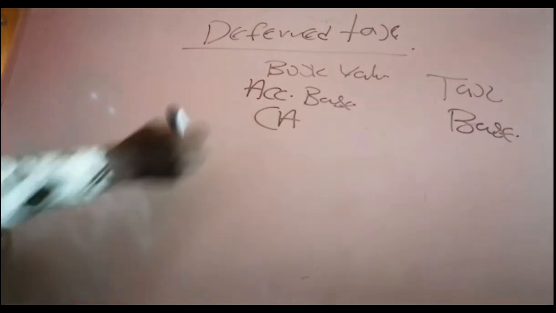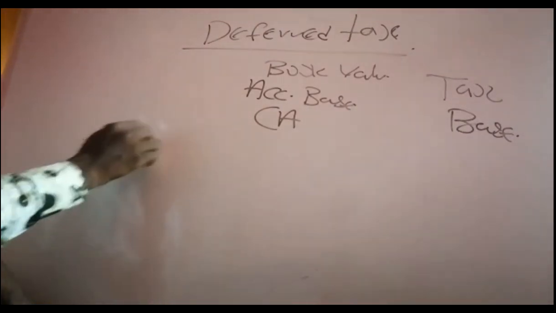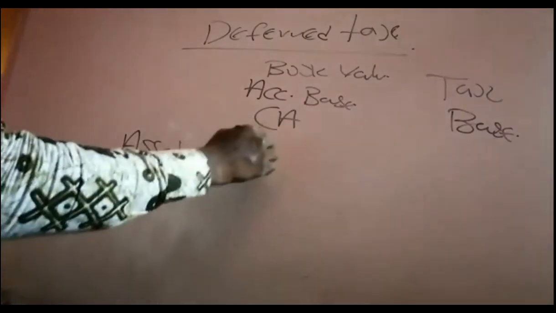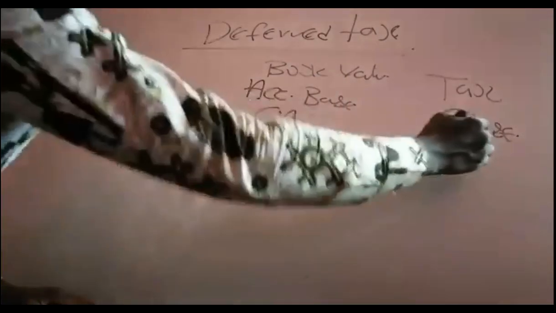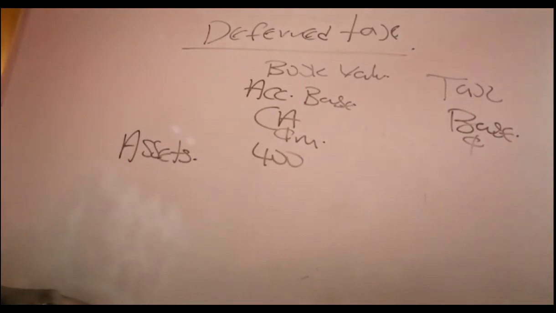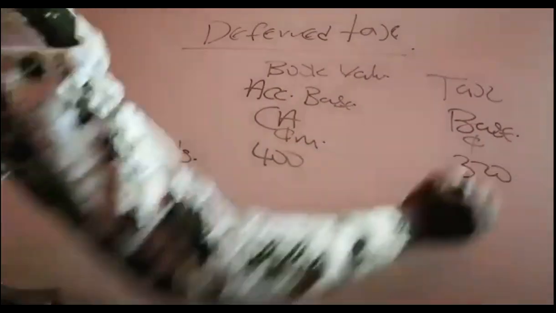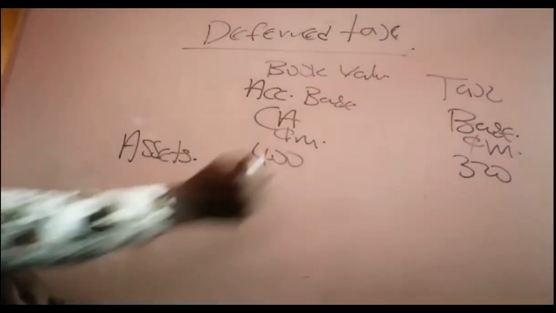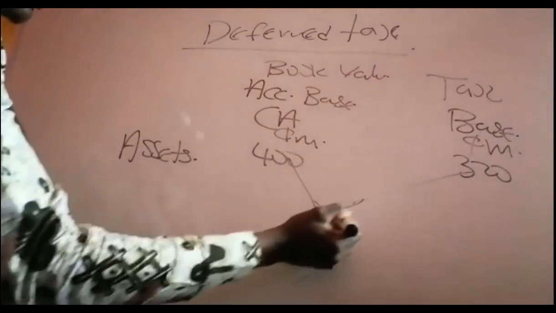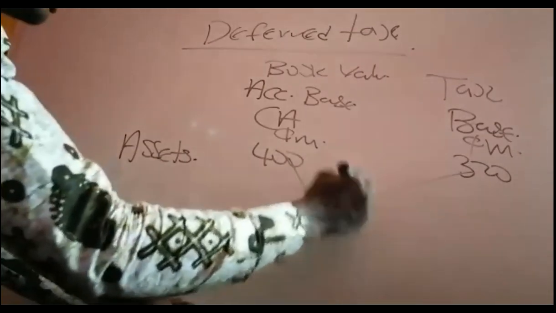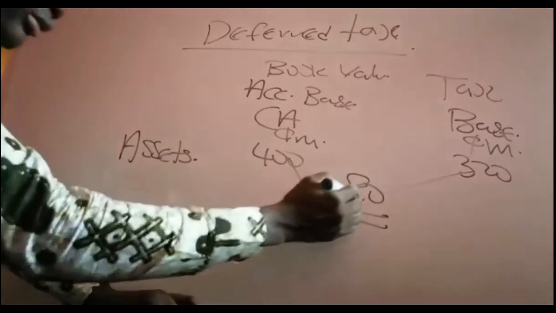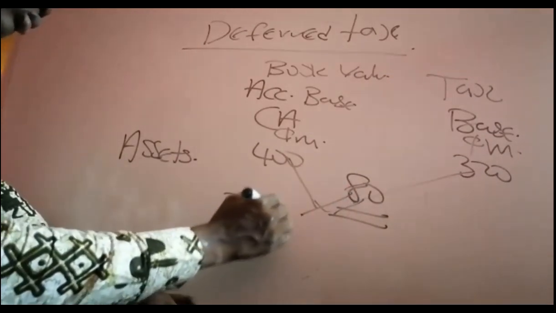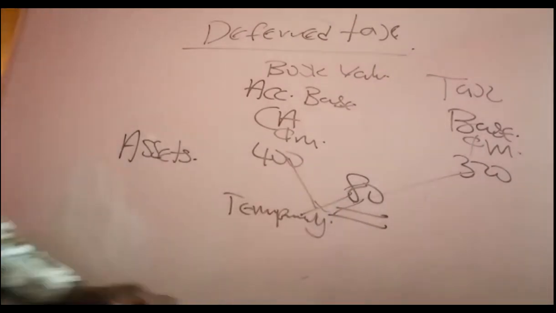So let's assume that you have a building asset. The value is 400 million. And then the tax authority says, no way, we see it at 320 million. So there's a difference. This difference is called the temporal difference. It's 80 million. That's the temporal difference.